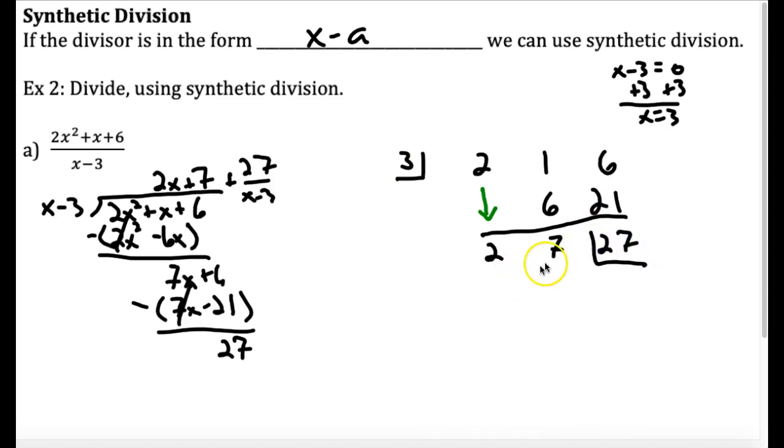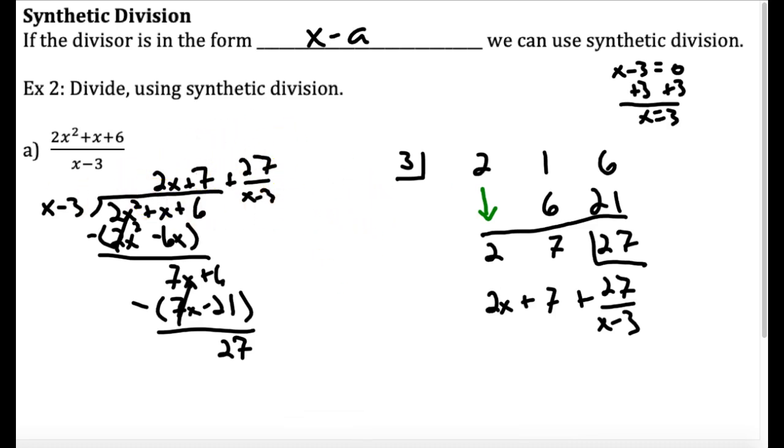All right? Now, what we have just come up with down here are the coefficients to our answer. We started with a second degree polynomial, so my answer will be 1 degree less. So this was x squared, this will be 2x to the first. So my answer is 2x to the first plus 7, and then 27 is my remainder. Whatever this last number is my remainder. So just like before, we write our remainder like this. So we get the same answer that we did using long division.